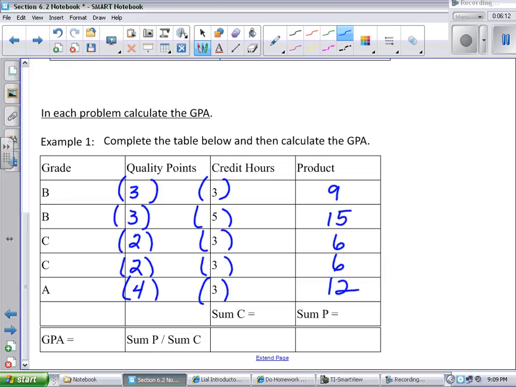It says find the sum of all of those products. So that's what we're going to do in that last column. We're going to add up all of those numbers. Again, feel free to pull out your calculator and do that on the calculator. I think that should be 48.